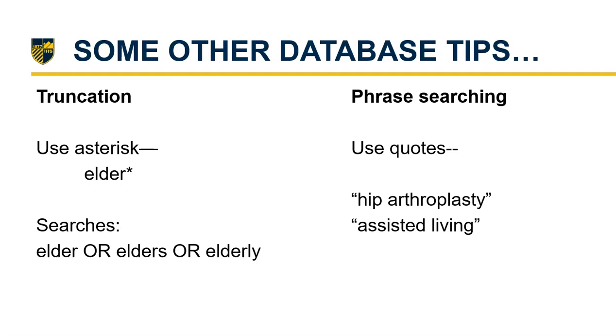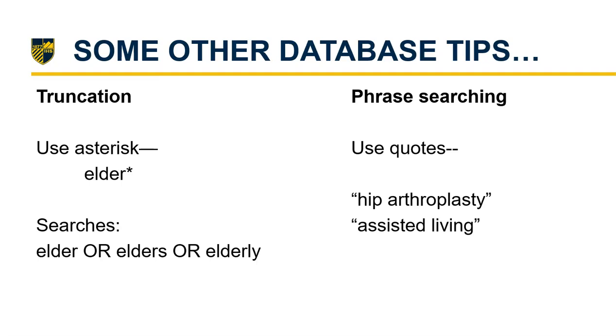Some other database tricks you can use, and that apply pretty much throughout all the databases we use here, would be truncation, which is just a shorthand way of searching your keywords by including an asterisk at the root of the word at the end. So in the case of this example, elder asterisk would allow the database to search elder or elders or elderly without you having to type all of that out.